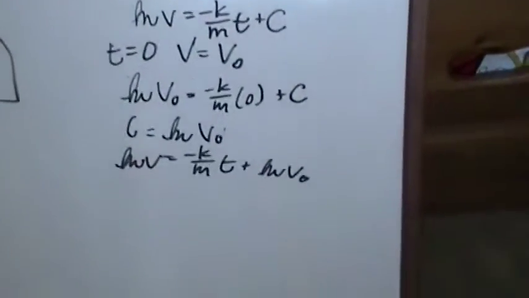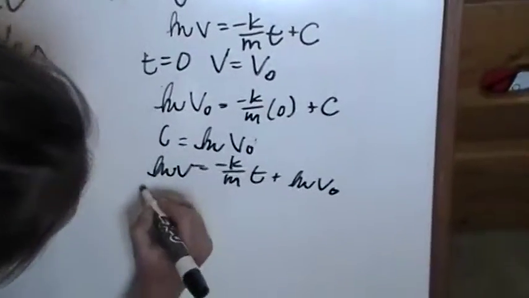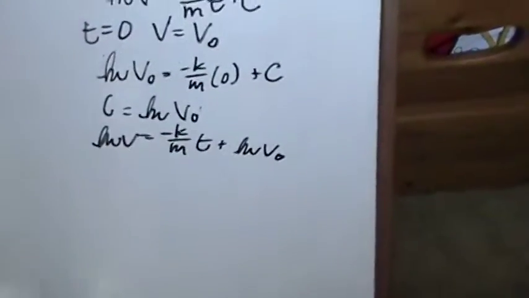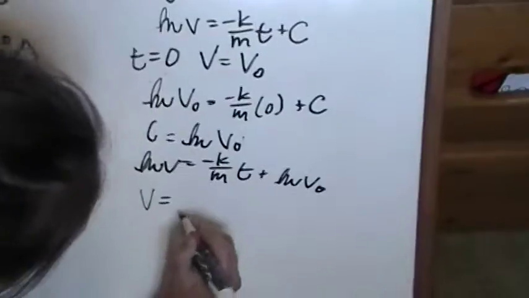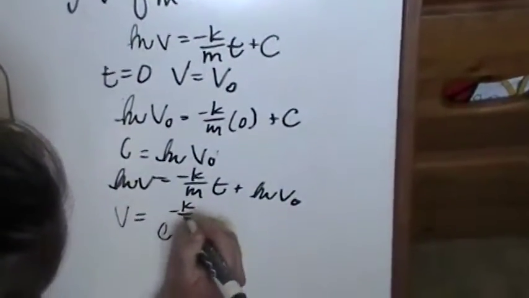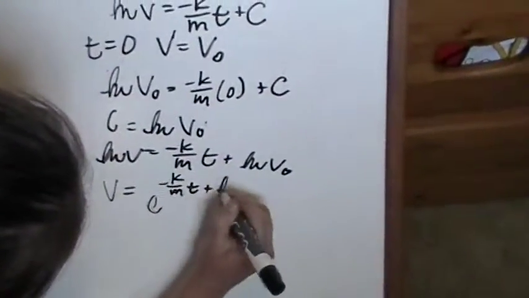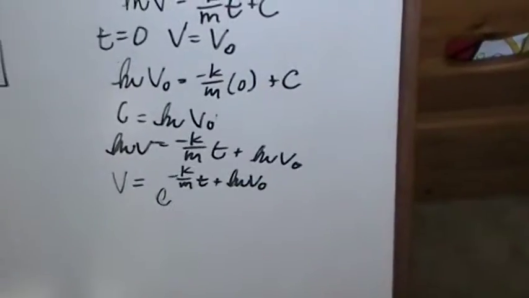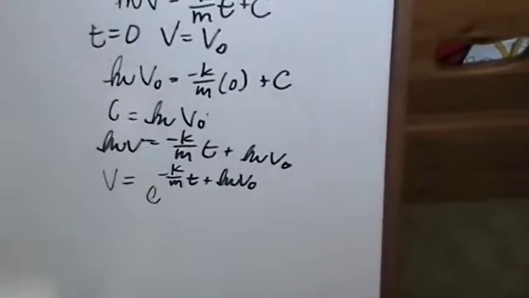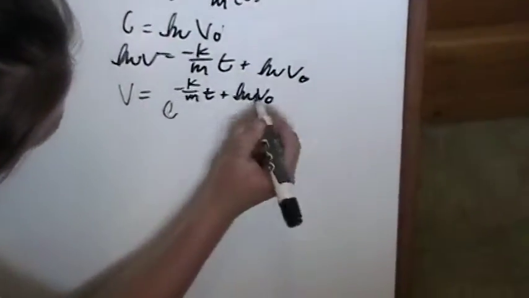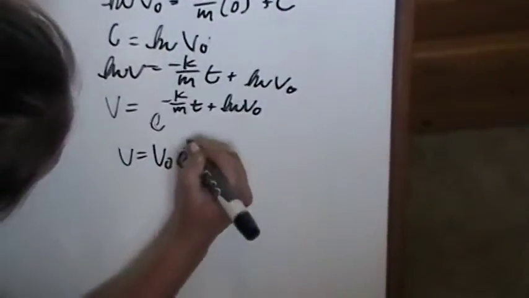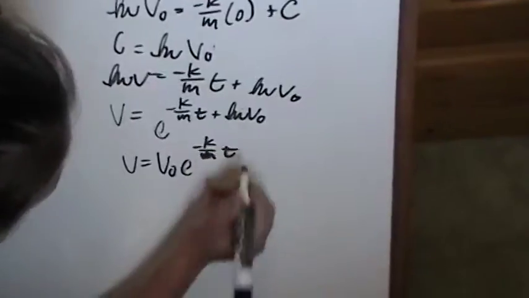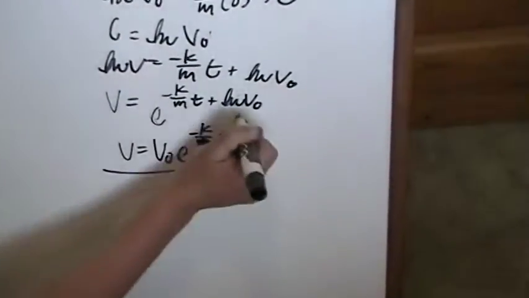And now we are going to solve for v. We take all this to the e power, and we get v equals e to the negative k over m t plus ln of v naught. But eventually, you can move this out to the front, and you get v equals v naught e to the negative k over m t. And that is part B.